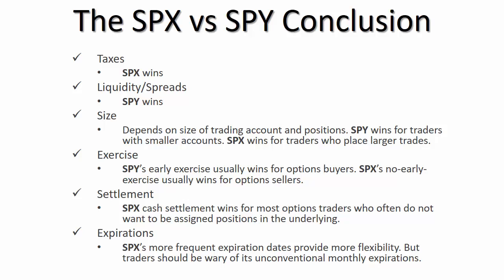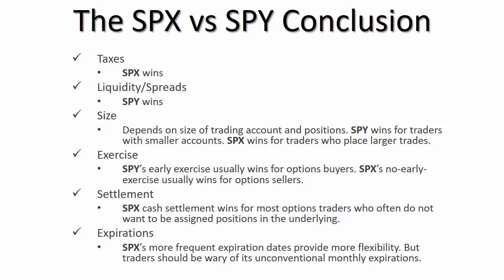When it comes to market value or size of the options contracts, much will depend on the size of one's trading account and positions. Traders with smaller accounts are often only able to trade the smaller SPY due to the prohibitively large size of SPX. In contrast, traders who place larger trades often find that the smaller size of SPY leads to the need for a much higher number of contracts traded, which results in exorbitantly higher commissions and fees.